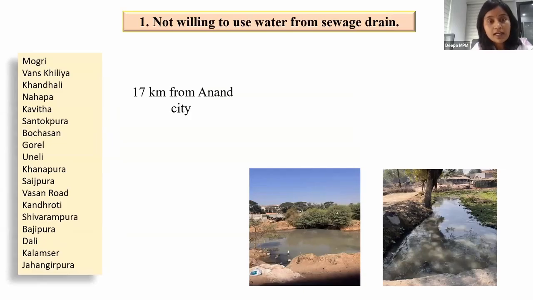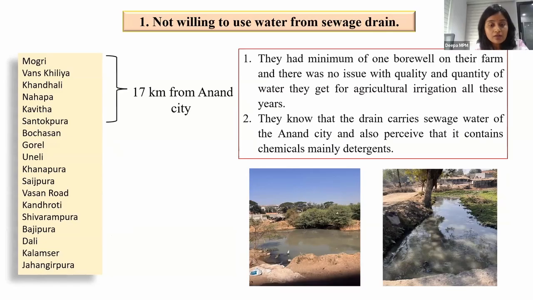So I'll explain about the first category of farmers. They are the upstream farmers. Up to 17 kilometers from the Anand city outskirts, I found farmers who have a minimum of one bore well on their farm, and there was no issue with the quality and quantity of water they were getting to irrigate their agricultural fields. So naturally they were not interested in using the drain water.